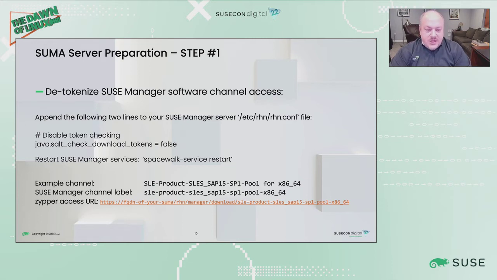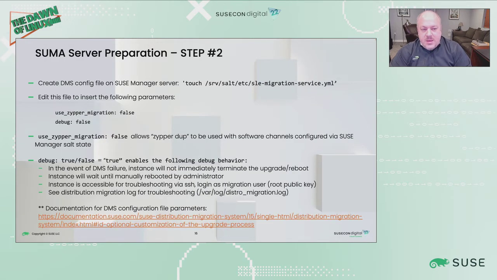How we go about detokenizing the SUSE Manager software channels is documented here. It's a modification to rhn.conf. We set check download tokens to false. And what this will allow is a specially crafted URL with the channel label at the end to be used as part of the identifier for the software repository so that the system can gain access to the lifecycle managed channel.